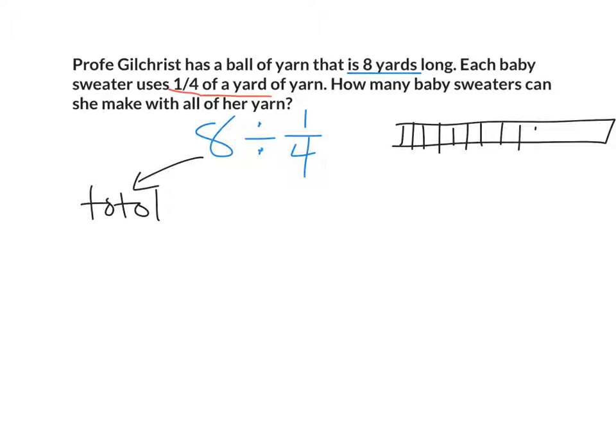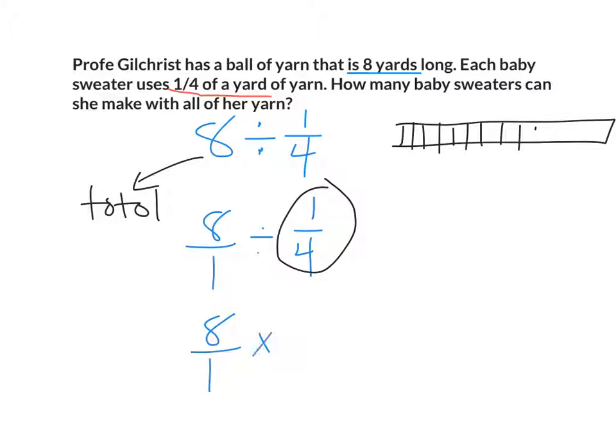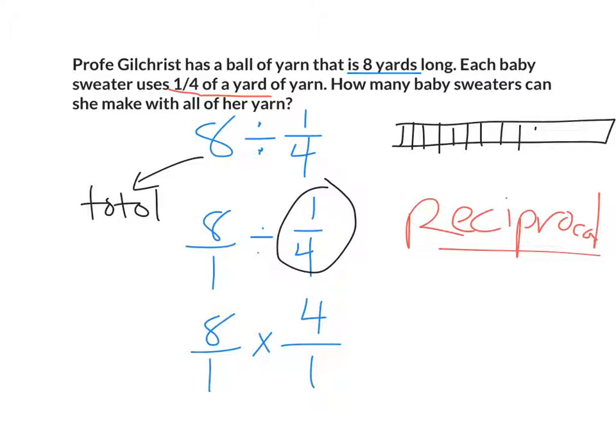Well, we'd want to do this just like we did the other one. 8 turns into 8/1, 8 wholes, divided by 1/4. But guess what? This second fraction is still the one that we're going to find the reciprocal of, which means we want 8 wholes times 4/1, because the reciprocal of 1/4 is 4/1. And now we can multiply. 8 times 4 is 32. 1 times 1 is 1.